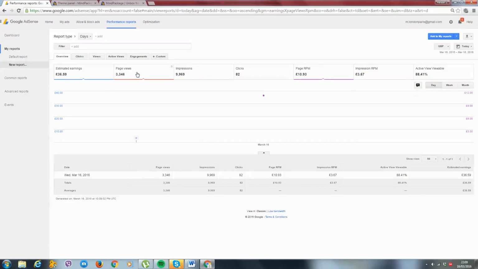Okay, this is the page views. Now page views is how many visitors actually came onto your site in that specific day. Page views, how many visitors on your site. RPM, how much money you made per 1,000 visitors.